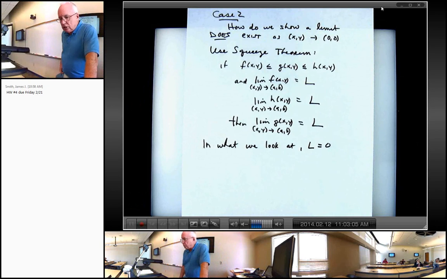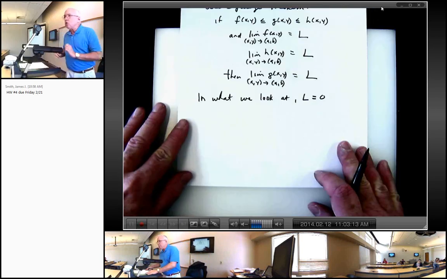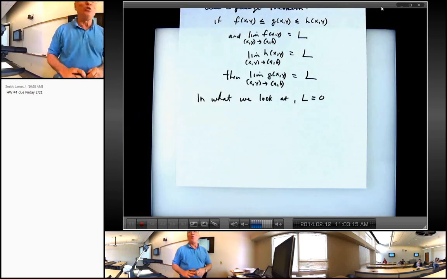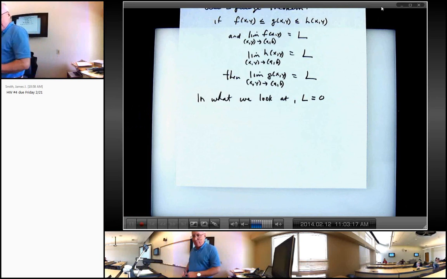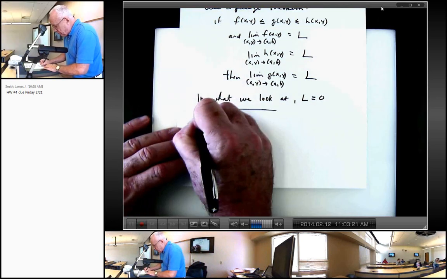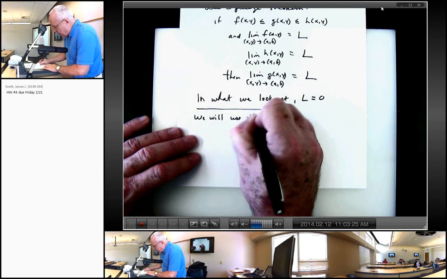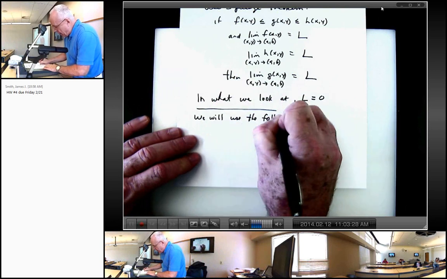All right. So before we actually use this squeeze theorem for some functions, I want to show you some inequalities that we're going to utilize. So we will use the following facts.